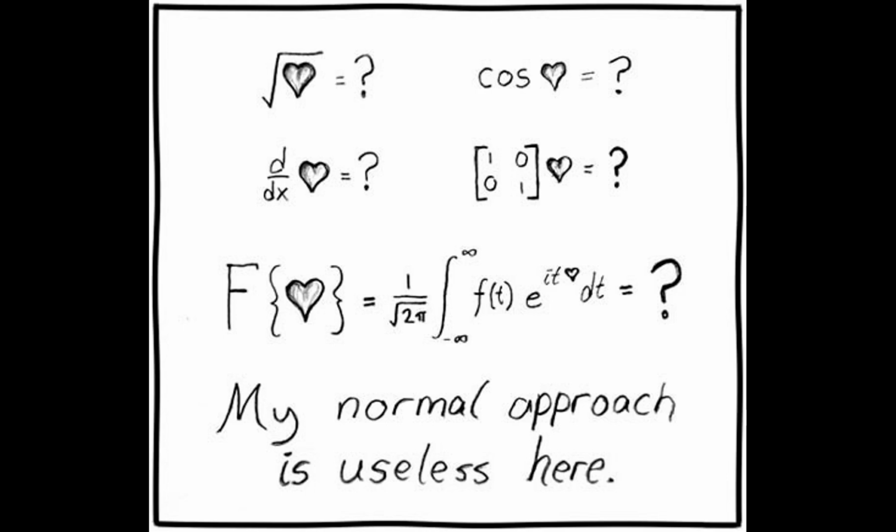Transcript: Different mathematical equations, all with the heart on the left side, and all ending up with question marks. Square root of heart suit equals; cosine of heart suit equals; d/dx of heart suit equals; the matrix 1 0, 0 1 times heart suit equals; F of heart suit equals 1 over square root of 2 pi, integral from negative infinity to infinity of f(t) e to the minus i omega t of heart suit dt equals. Caption below the equations: My normal approach is useless here.